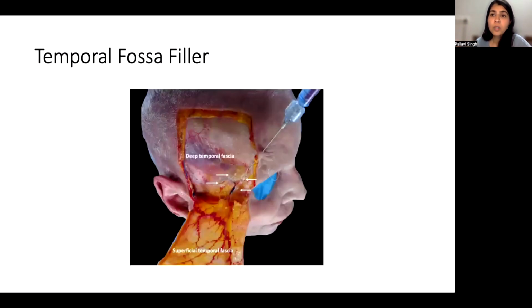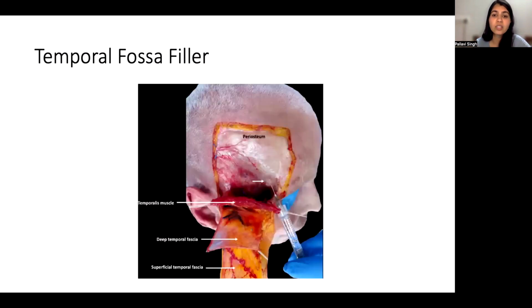Now, we know that the neurovascular bundle in this region lies between the deep and the superficial temporal fascia. So what I like to do is just go straight down to the bone. You're piercing through the muscle as well. And if you're injecting over the periosteum, you know that it's pretty safe. Just go straight down perpendicular to the bone over here, and you're not going to encounter any vessel over there. So I think it's a safe area to inject.